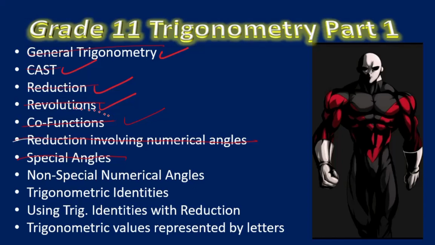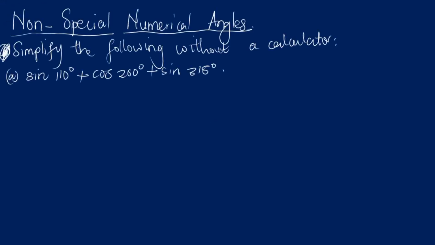Okay. Now let's move to non-special numerical angles. Sorry for that. So here we go. So here's the following. It says simplify without a calculator, of course. So this is where, if they say without a calculator, it means you have to use the diagrams and also the special triangles. So how do we do that? Let's get to this one.